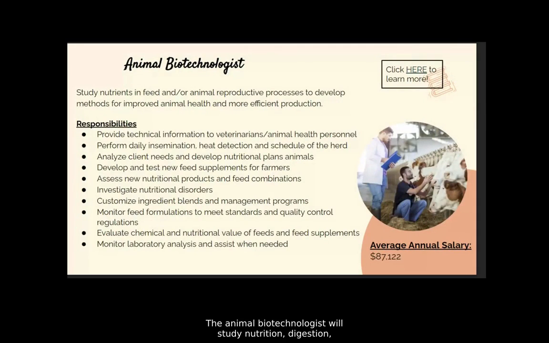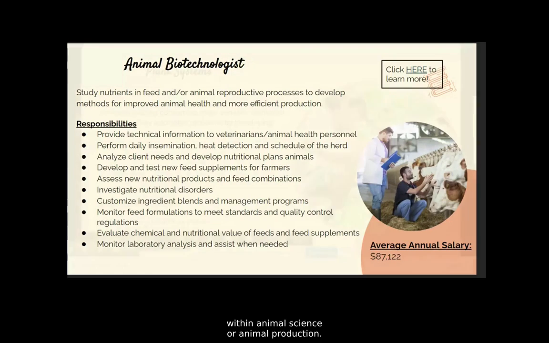The animal biotechnologist will study nutrition, digestion, and/or reproductive health of animals for clients. Many will assess feed products of quality, monitor reproductive practices and schedules, and develop nutritional plans for producers to utilize with their herds of livestock. This career could require 4 to 6 years of schooling by obtaining a bachelor's and/or master's degree within animal science or animal production.